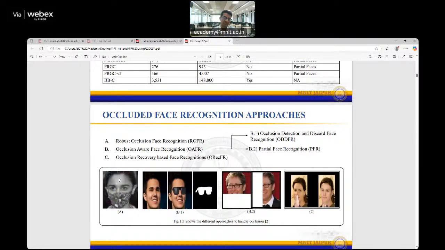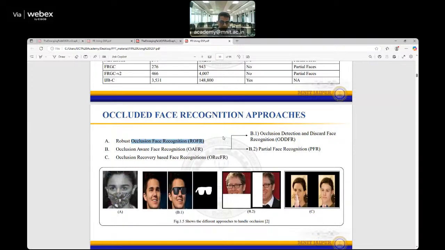See what approaches are there. One is robust occlusion face recognition. Another is occlusion aware face recognition. And then there is occlusion recovery based face recognition. So what is robust occlusion face recognition? In this case, even if some occlusion is there, we want to recognize the face, keeping that occlusion in place.